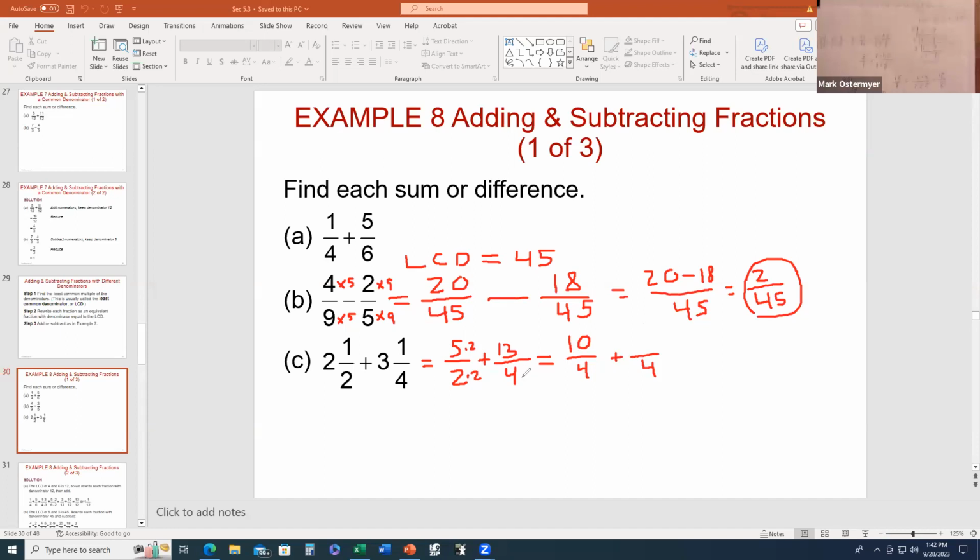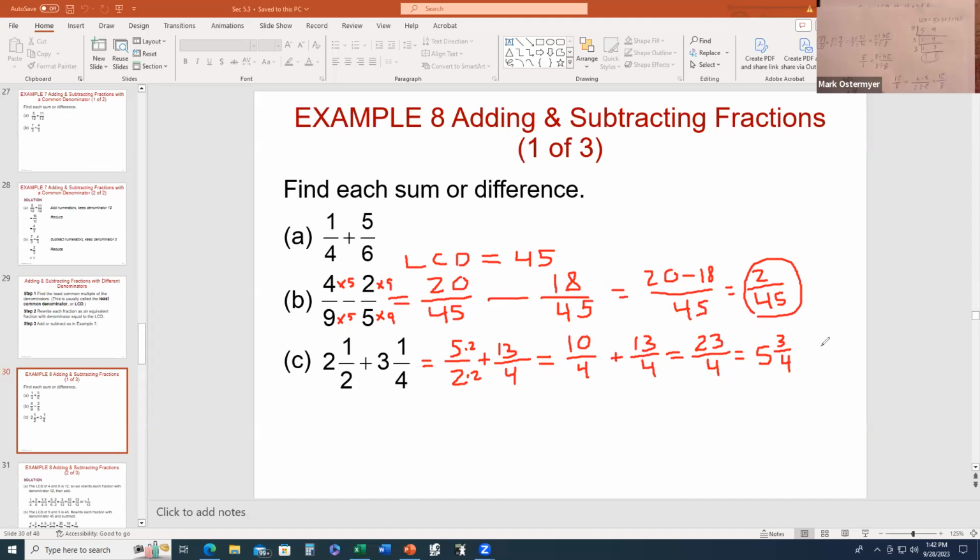13 fourths already has the common denominator of 4. We need to do nothing with it. Bring it along. Now it's just 10 plus 13, which is 23 over 4. And you could turn that back into a mixed number. 4 divides into 23 5 whole times with 3 out of 4 left over. That's one way in which to add those mixed numbers together.